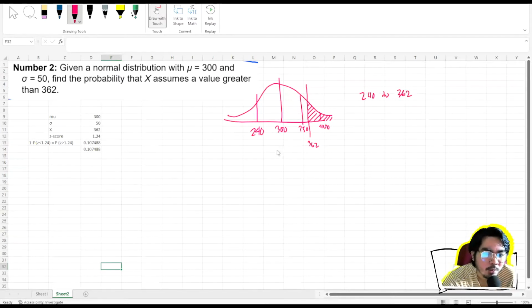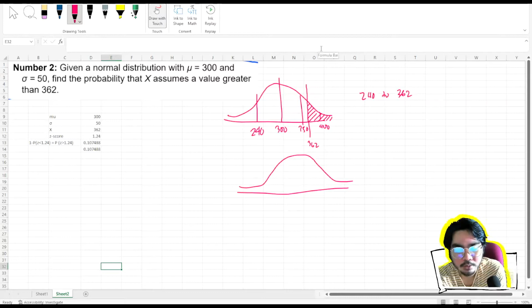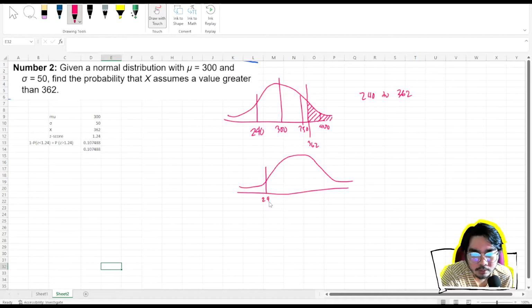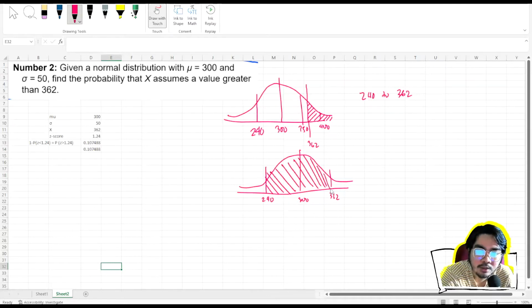Okay? So if you were to draw that, it's always helpful if we draw it. So you do 240, and this is 362, tapos ito 300 siya. And our standard deviation is 50 for every step, no? So if you want to draw this, 240 to 362, this is saying na ganyan siya. Tama? Ito yung area na gusto natin. So there are multiple ways to solve this, no? So pwedeng actually ang kunin nyo is ito.